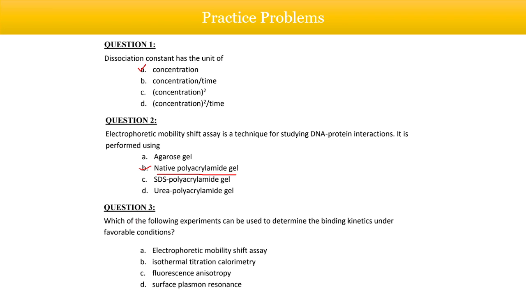The next question is, which of the following experiments can be used to determine the binding kinetics under favorable conditions? There are four techniques, and all of the four options are correct. The electrophoretic mobility shift assay, EMSA, ITC, then you have the fluorescence anisotropy and the SPR technique. All of these four techniques can be used to determine the protein ligand binding kinetics.